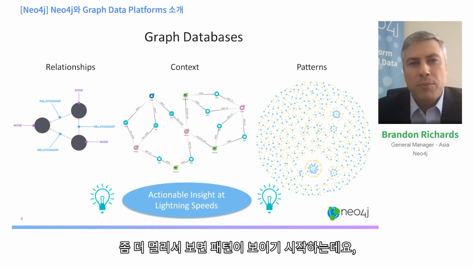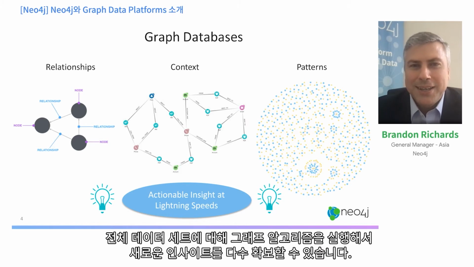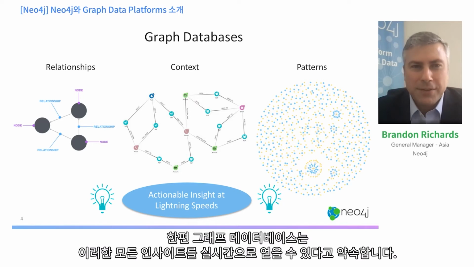We can also zoom out more and start to identify patterns. And we can run graph algorithms on the entire data set. So we can get a lot of new insights. But the promise of graph databases is that you can get all of this insight in real-time speeds.